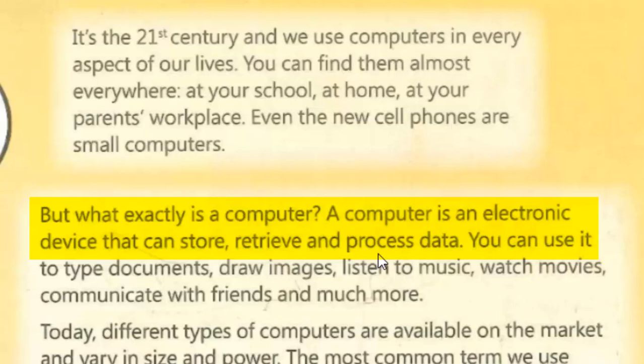Processing means having a result of something. For example, if you typed on a calculator 2 plus 2, the process is plus and the result is 4. The process happens and the computer gives you the result, which is 4. And the uses of the computer are: you can use it to type documents, draw images, listen to music, watch movies, communicate with friends, and much more. However, remember the definition. A computer is an electronic device that can store, retrieve, and process data.